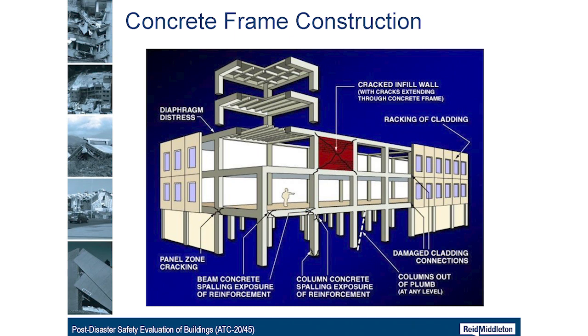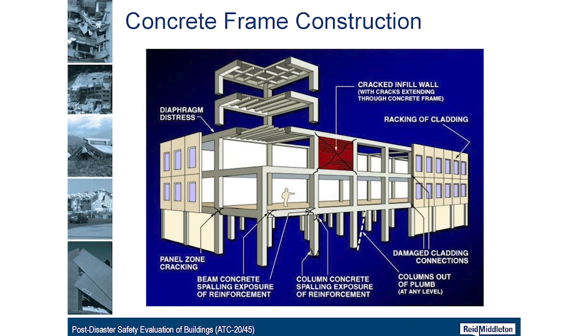In Chapter 8, concrete frame construction. So here's moment frames. Here's the typical things you look for. A couple of terms to get used to. One is panel zone. So this is the interface where the beams and the columns meet each other. There's a lot of shear that occurs, so panel zone cracking there, beam cracking, and then column cracking. So which one is worse? Beam, column, or panel zone?